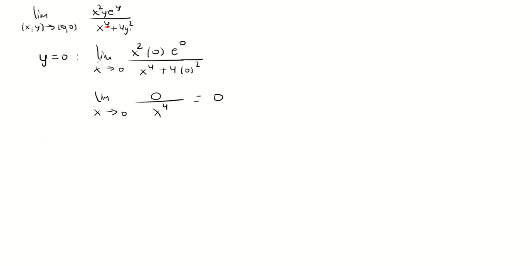So here you have x to the fourth and y squared. It would be nice to get those to be the same exponent. One way to do that is to consider y equals x squared. So if we look at y equals x squared, this turns into the limit as x approaches 0 of x squared times, instead of y, x squared, e to the x squared, over x to the fourth plus 4, and then in parentheses, x squared squared.